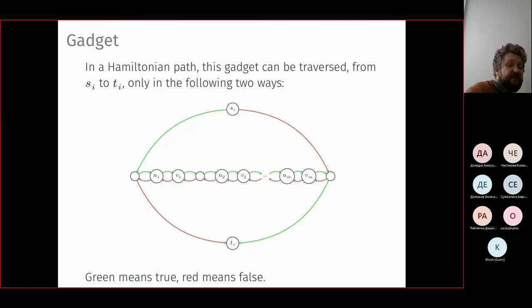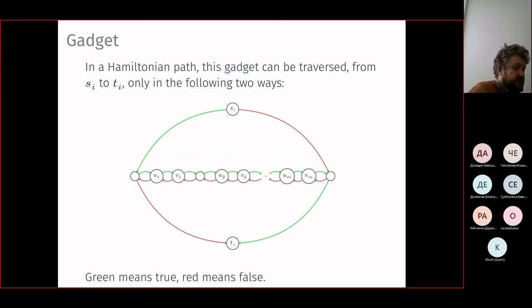Now we look at the directions in which it traverses these gadgets. So either to the right or to the left, either green or red. If green, we say that this variable should get the assignment 1. If red, we give the assignment 0. And then we check that it is really a satisfying assignment.